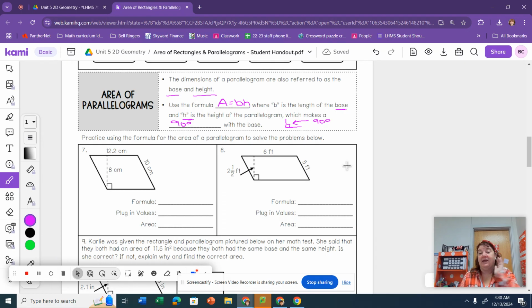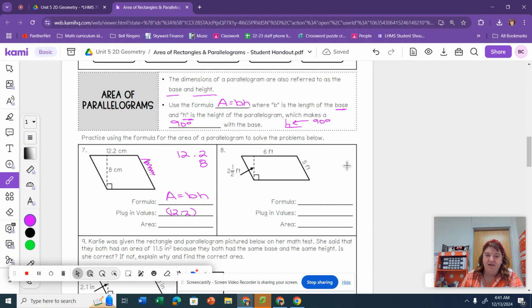Okay, so sometimes they're going to give you some tricky information. So let's look at this one. We know we're going to use area equals base times height. And you might think to yourself, oh, that's 12.2 times 10. No, that's not the height. So you don't use that information. They're trying to trick you. Instead, you're going to use the 12.2 times 8. So let's plug in our values.